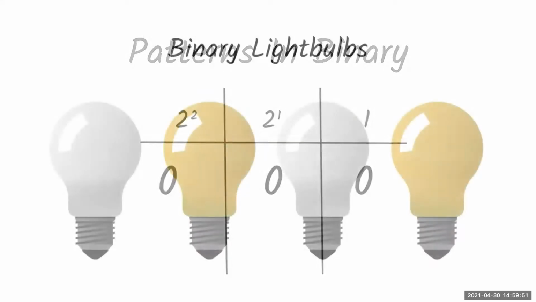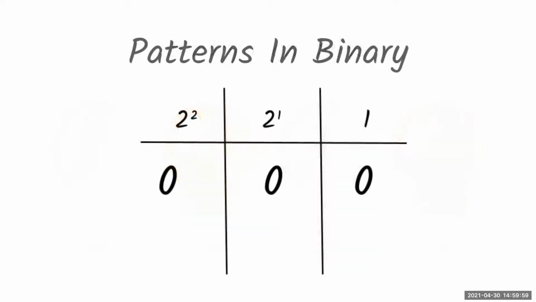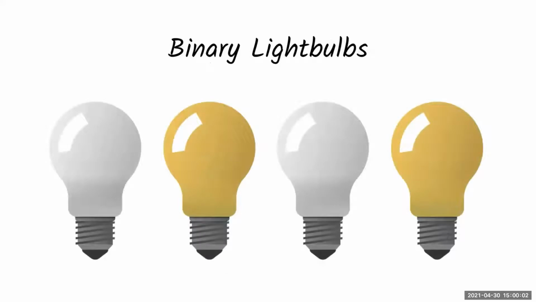Now let's talk about binary light bulbs and how they represent on and off. So 1 equals on. You can think of 1 as positive, I guess. And then 0 would be no, or off. I also like to think of it as 1 equals yes and 0 equals no. But in this video, we're just going to be focusing on 1 equals on, 0 equals off.